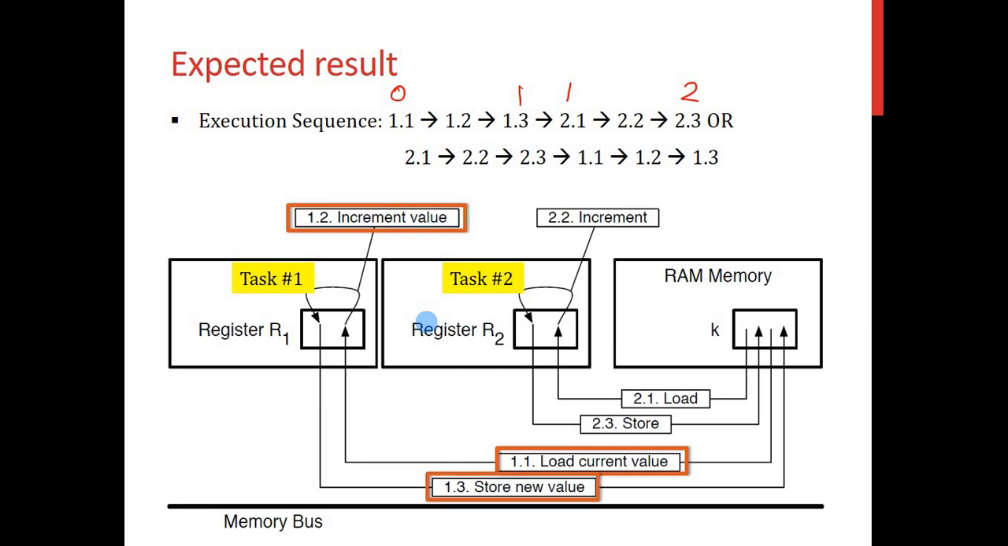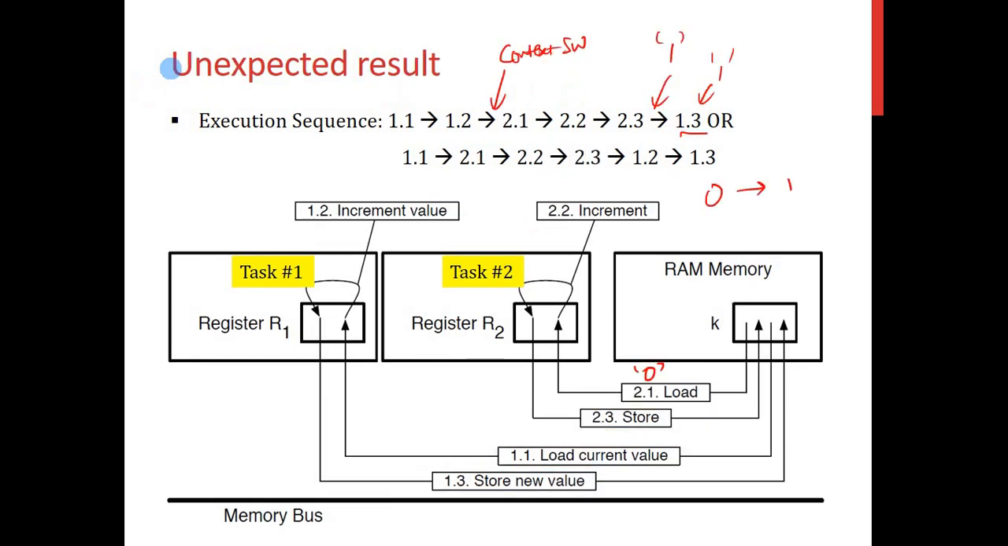this is the case of the expected result. That means everything goes on smoothly. If everything goes smoothly, task 1 reads, increments, and writes it back. Then task 2 reads, increments, and writes it back. But what if a context switch happens in between? Task 1 reads, increments it, but before it writes back, there's a context switch. That means I switch over to task 2, and task 2 does a read.